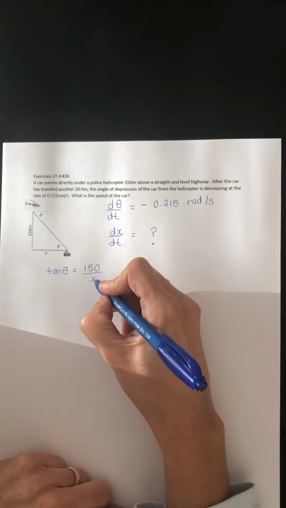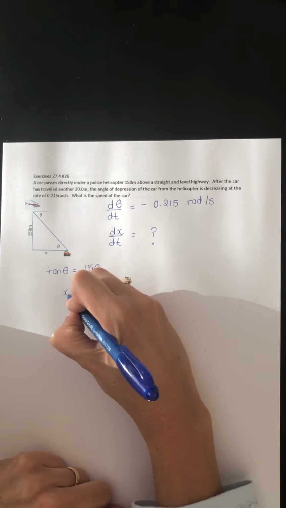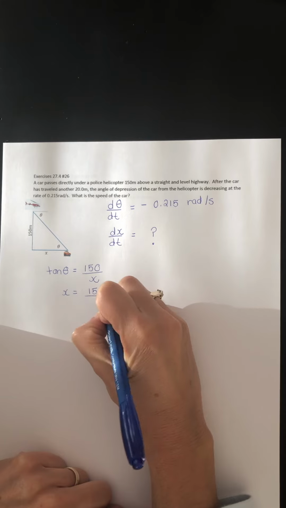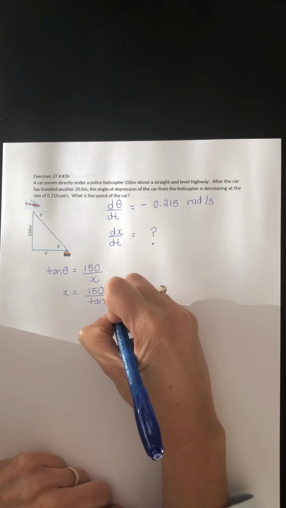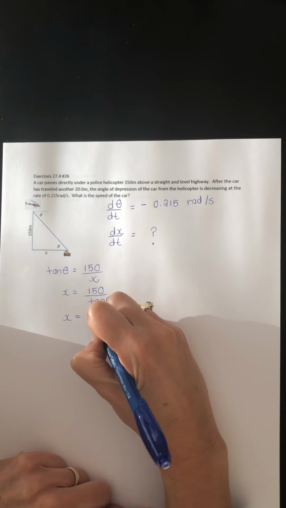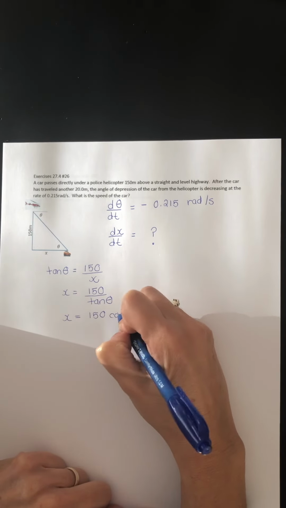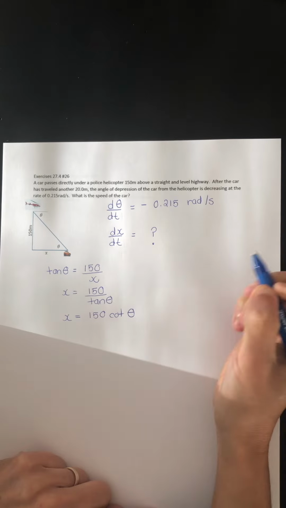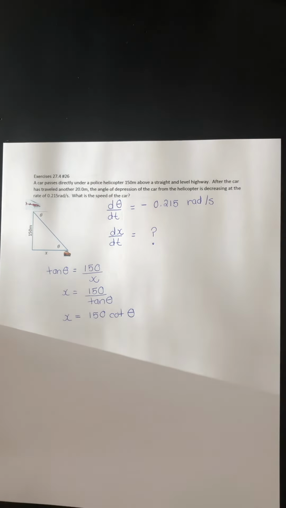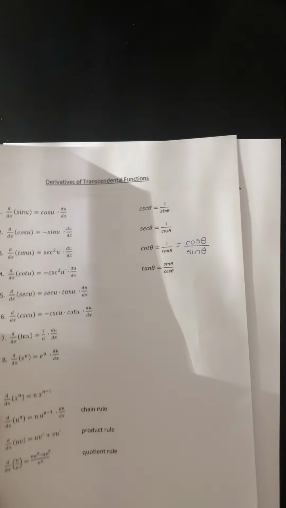So I did this. I said that x would be 150 divided by the tangent of theta, which means it's 150 times the cotangent of theta. Remember, the reciprocal of tangent is equal to cotangent.